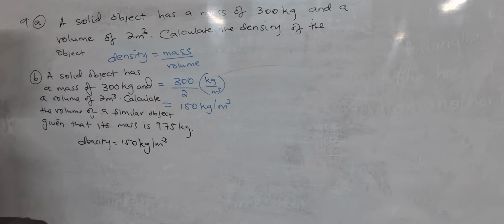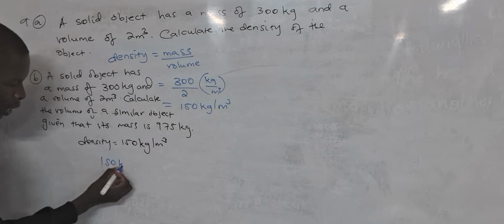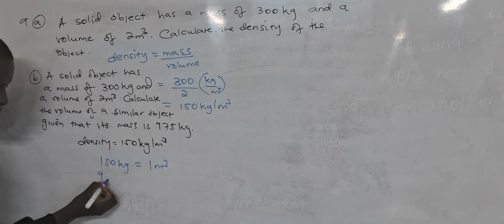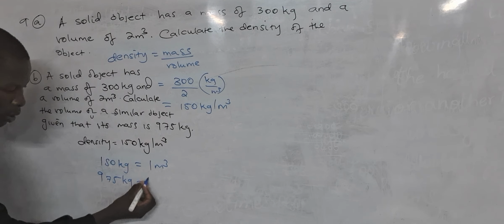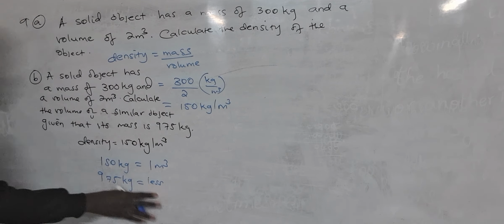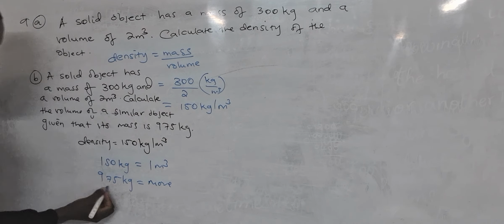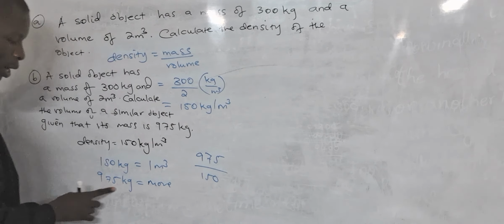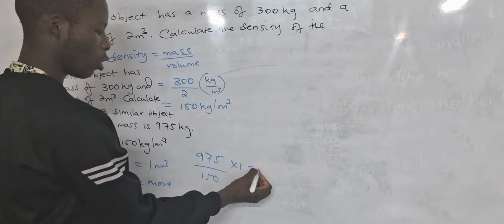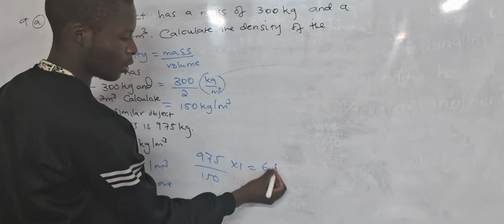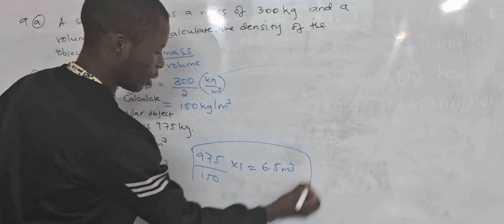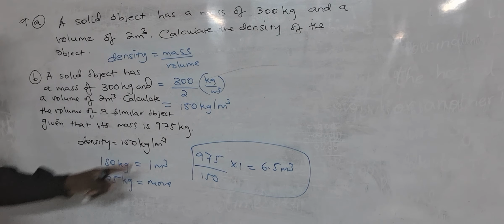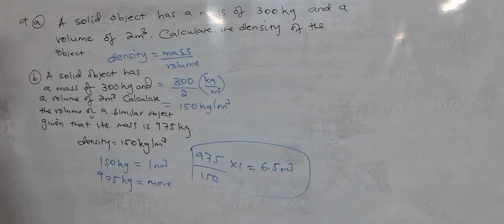Now calculate the volume of a similar object. 150 kilogram is equal to 1 cubic meter. What about 975 kilogram? This is equal to more. If more, bigger number on top, then smaller number down. So this is 975 divided by 150 into 1. What is the answer? The answer is 6.5 cubic meter. So this is the volume of the similar object whose mass is 975 kilograms.